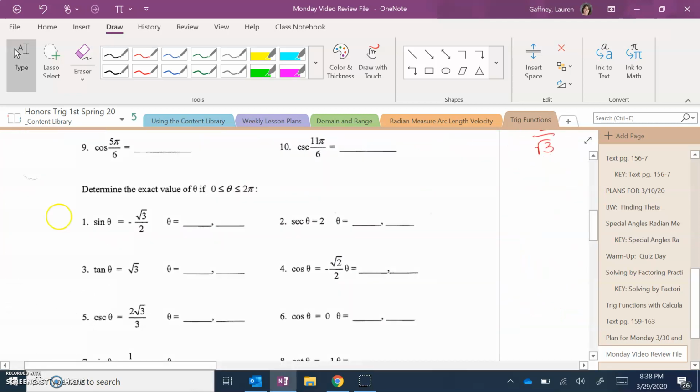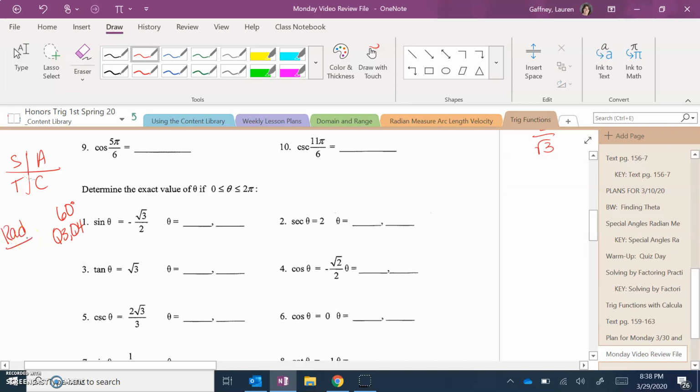Sorry, let me zoom in. Now, it's negative. What two quadrants is sine negative in? 3 and 4. So we need 2 answers here. Let's do this one in radians.